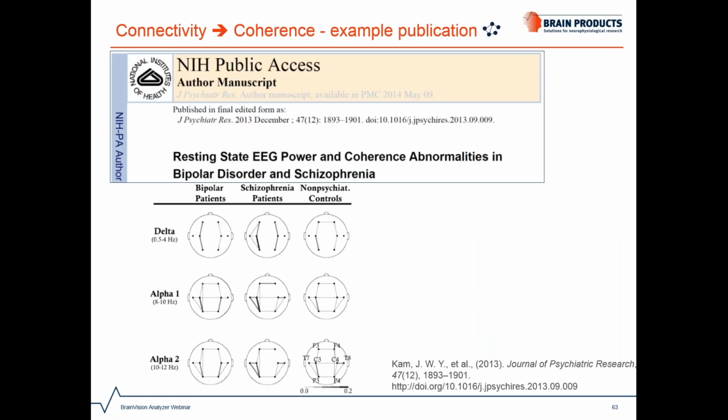In this study, FFT power and also coherence was calculated in different patient groups, measured during a resting state. This figure shows the coherence values from 0 to 0.2 in delta and alpha frequency bands as channel pair maps. The line strength and color indicate the coherence values between electrodes.